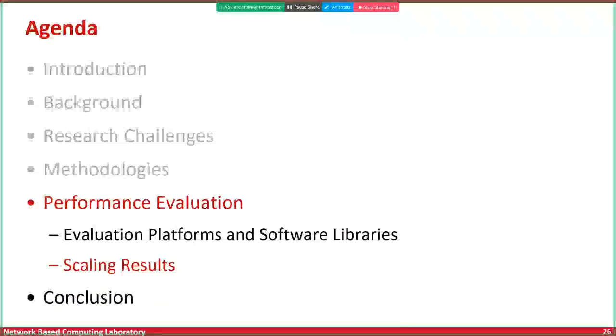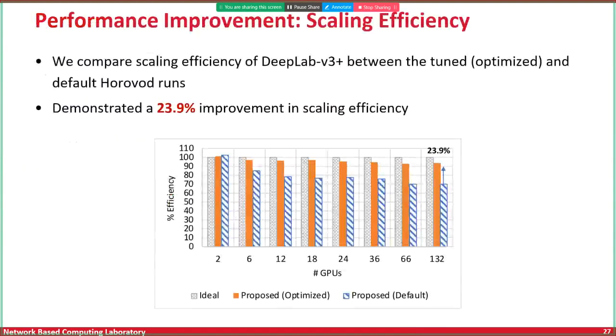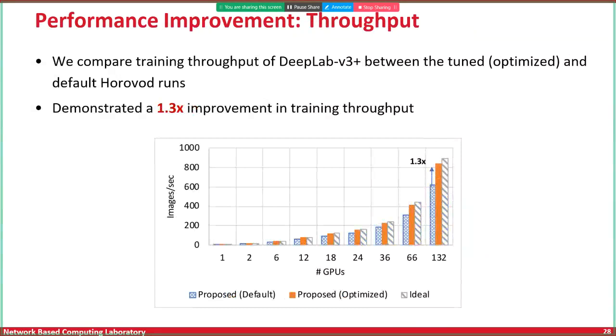So next we'll get to the scaling results for the tuned Horovod system. The metrics for comparison we use here are the throughput and the scaling efficiency of DeepLab training. The scaling efficiency is the actual experimental performance divided by the ideal performance, so we want to get as close to 100% as possible. Typically 90% is what we're shooting for. We were able to see a 23.9% improvement in scaling efficiency, which is a significant improvement for only tuning Horovod. We also studied the throughput, which we measured in images processed per second. We see about a 1.3 times improvement in training throughput.